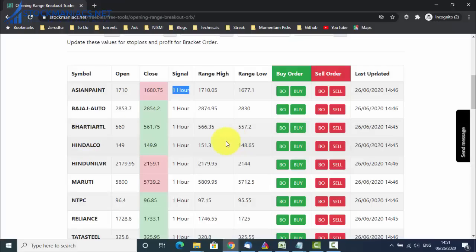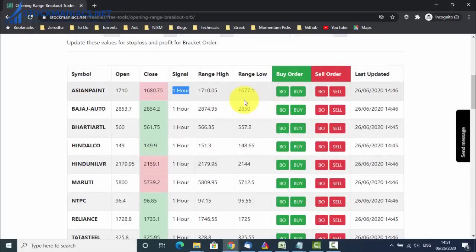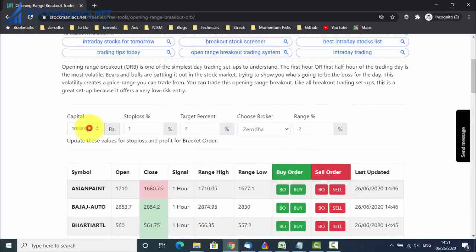Now you can place an order directly, you can place a BO order. So here you can put your capital, by default it is 1 lakh rupees. You can put your stop loss, by default it is 1% stop loss, and you can put your target, by default it is 2% target. And at present the broker is Zerodha, so in future I am planning to add more brokers over here.